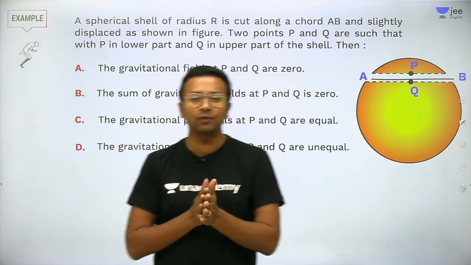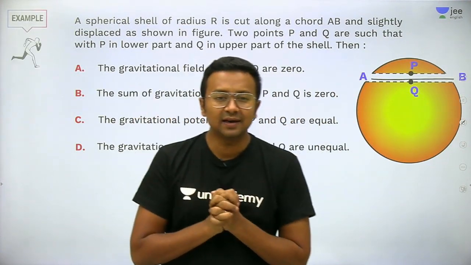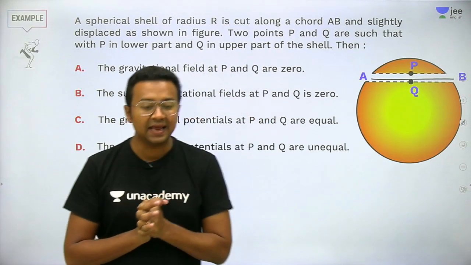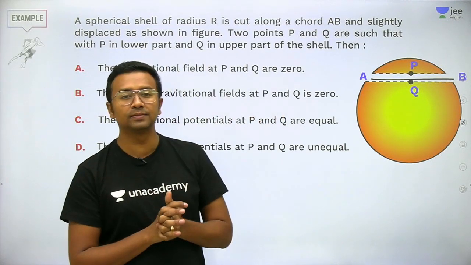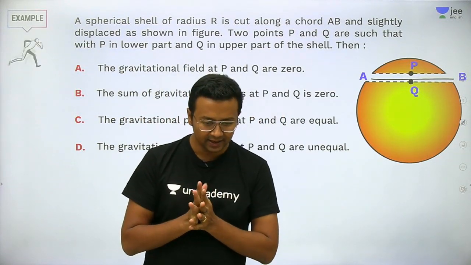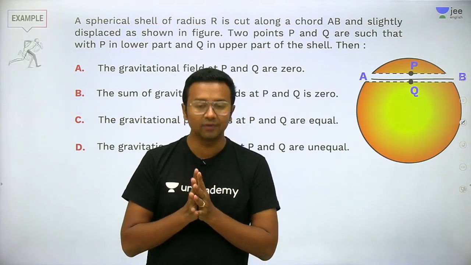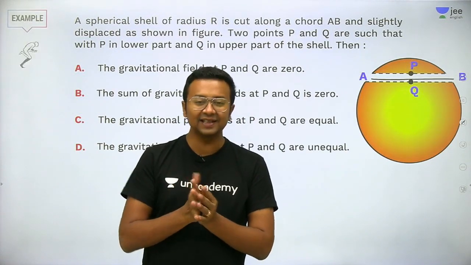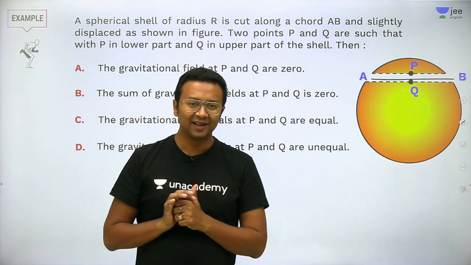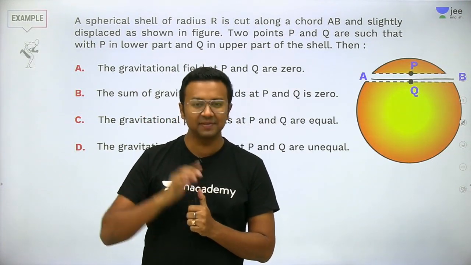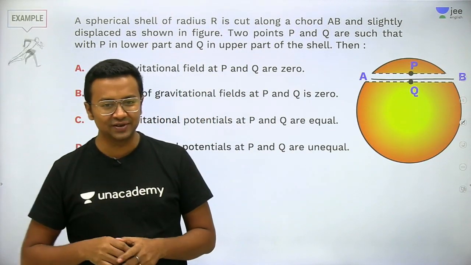Can we just interact quickly over the chat? Will the gravitational field at point P and Q be equal to 0? Well, no, it cannot be. All right. Very well said. Some of you have already given me the answers. I said there are two options which are correct. Not just option B, but besides option B, there is another one also which is correct.